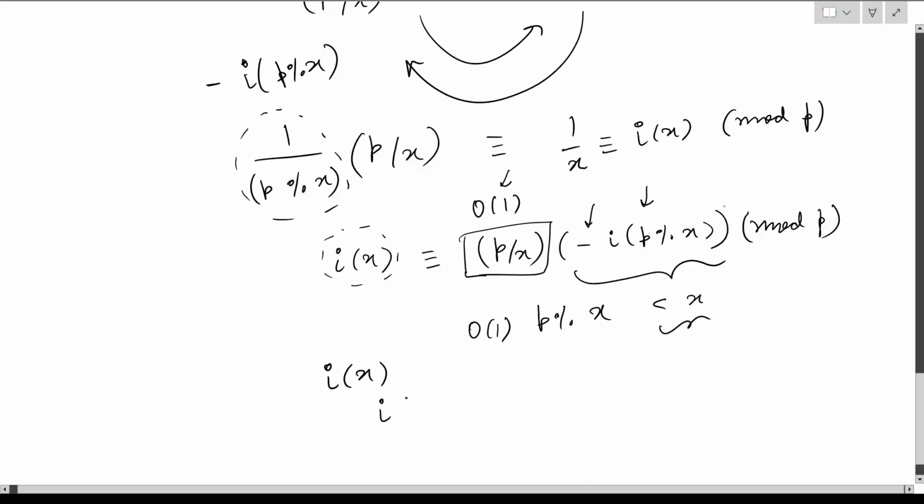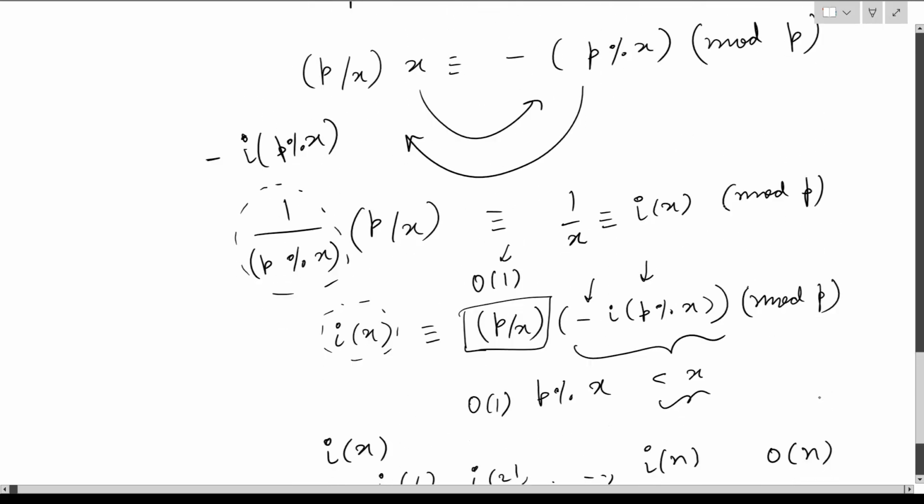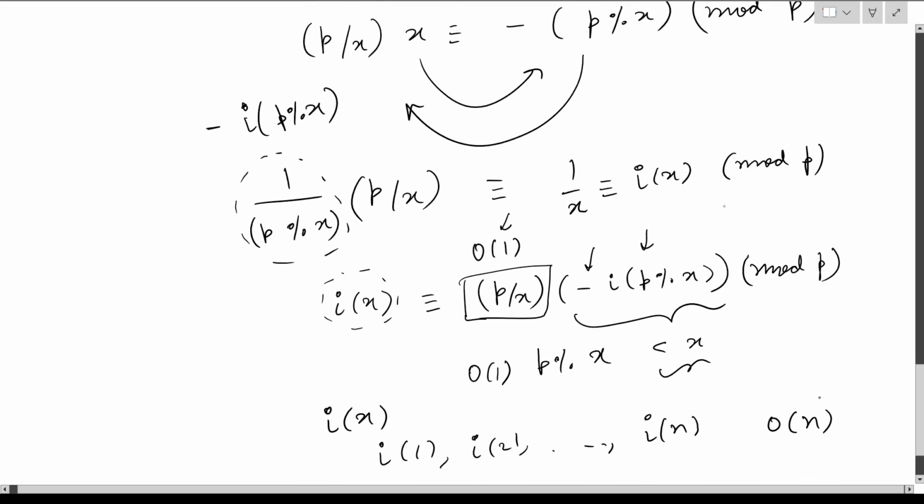And so we can compute I of 1, I of 2, all the way till I of n in order n time. And this can be quite useful again when you're trying to compute many factorials, and so that you can maybe compute binomial coefficients, and you can do all of this in linear time by using this combined with the previous idea of simply getting prefix products, etc.